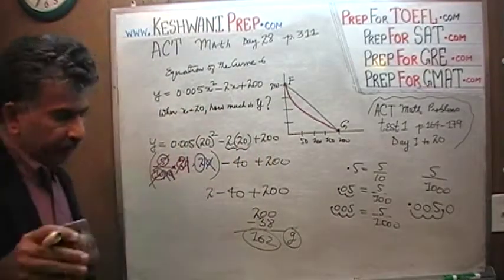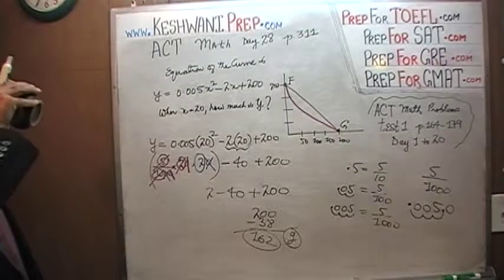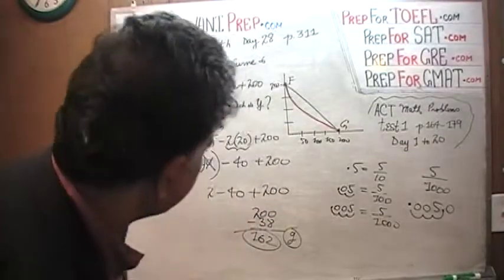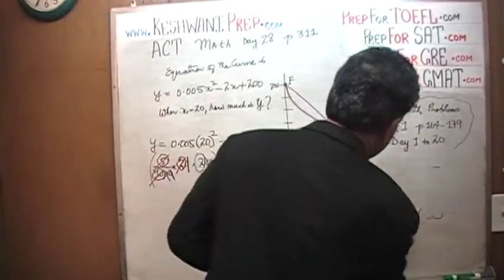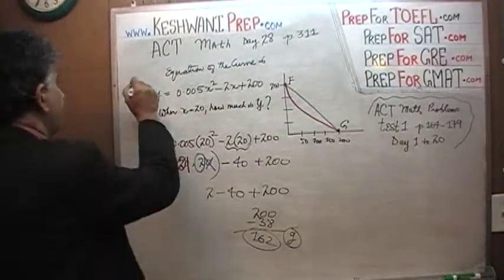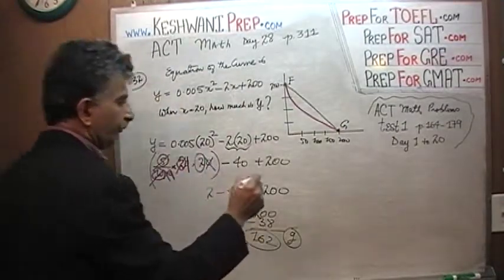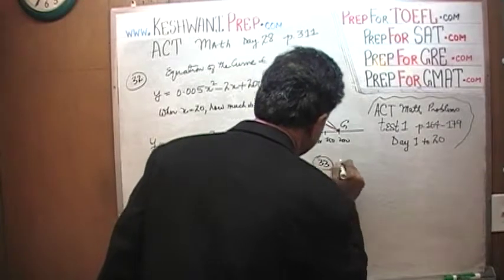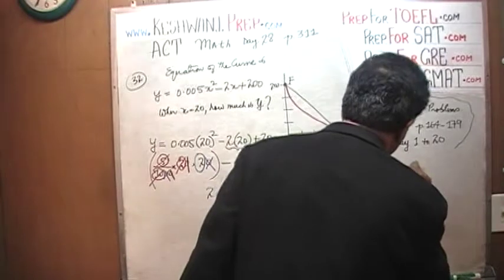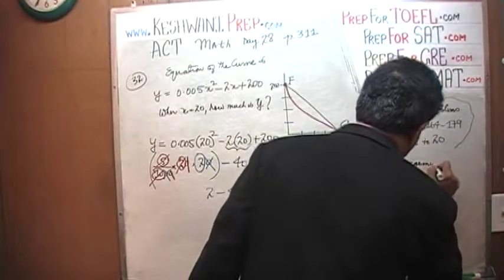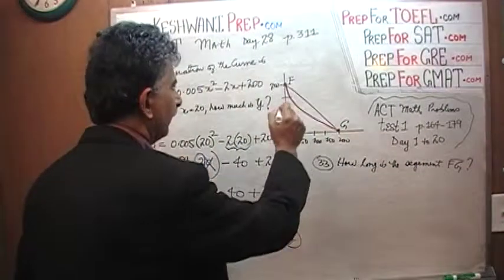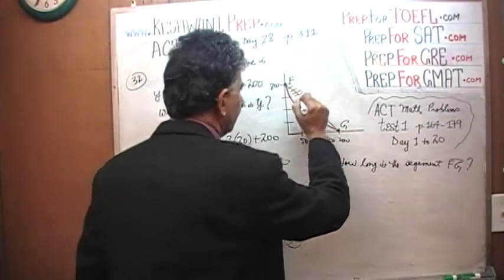Let's move on to the next one. In the next question, they're asking how long is F to G. That one was question number 32. In 33, they're asking us how long is this segment F to G. This segment right here. How long is this segment F to G?